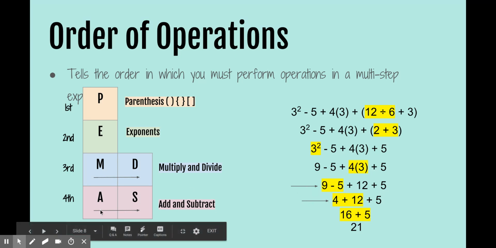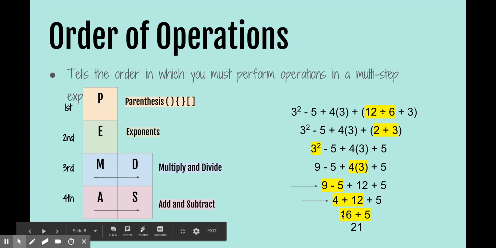If I start moving through the problem, I actually am going to subtract before I'm adding anything over here, because that's what's first. So 9 minus 5 is 4. Then I start again. 4 plus 12 is next, 16. Then 16 plus 5 is 21.